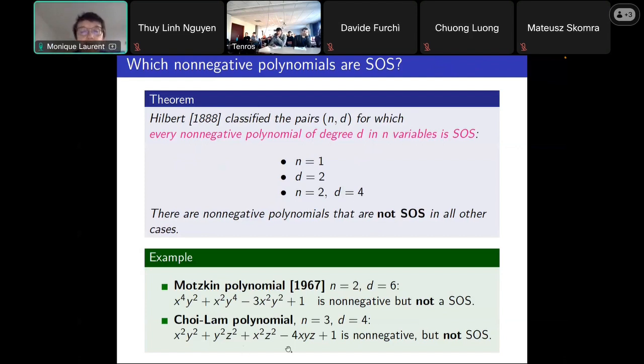The second classical example is three variables, degree 4. Again, an example which is non-negative but not a sum of squares. So these two pairs are the smallest pairs n, d which do not fit in this pattern of three cases. And for every other pair, there is a polynomial which is non-negative but not a sum of squares, and you can build it using these two examples. So this is discussing non-negativity over the full space versus being sums of squares.